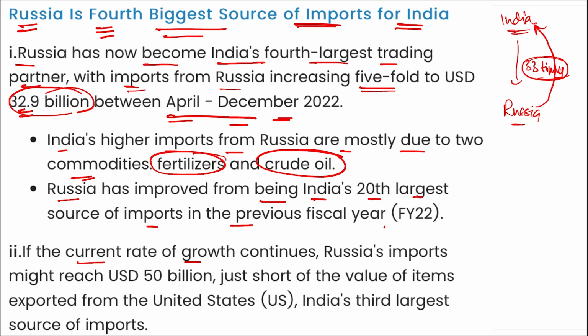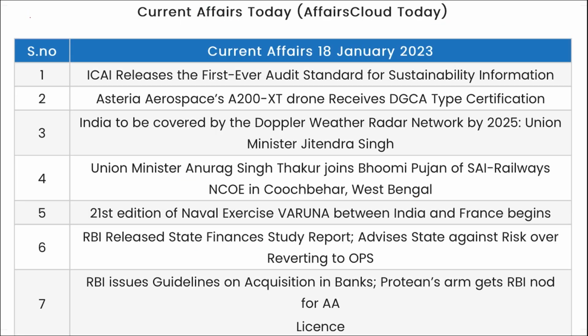If the current rate of growth continues, Russia's import might reach $50 billion, just short of the value of items exported from the US, that is India's third largest source of import. So friends, these were the important current affairs of the day. Let's go for a quick revision now.